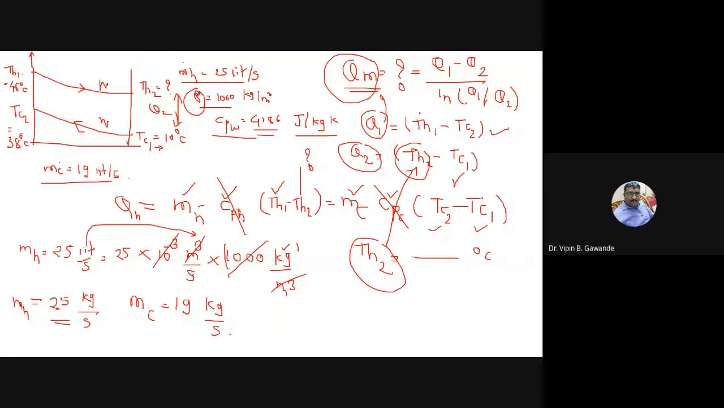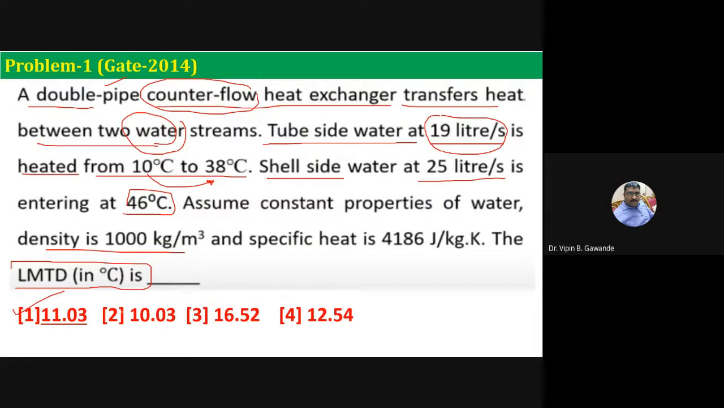Okay, so what we have to do, see, theta m is unknown. We write down the formula for theta m. It is theta 1 minus theta 2, and theta 1 is known, TH1 minus TC2. This is known. In theta 2, TH2 is unknown, so we have made the energy balance equation, and from that energy balance equation we calculate the value of TH2. We put this TH2 value in our theta 2, and then that value we put in theta m. If you calculate all these things, you'll get the answer as 11.03.